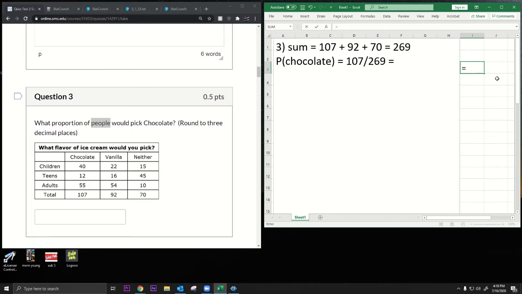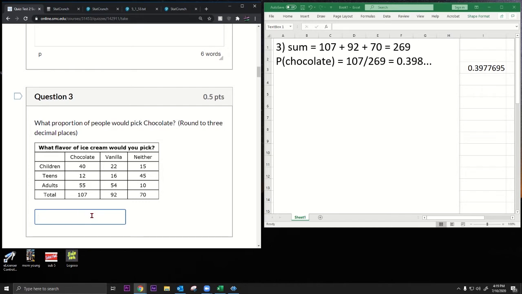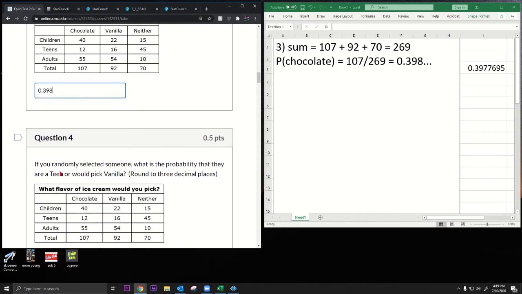Let's see, equals 107 divided by 269. There we go. Let me see. Okay, there we go. Round to 3 decimal places. 0.398. That is approximately. So I'll just say dot dot dot so you know that it's approximately. But as far as this, I'm just going to put 0.398. There you go.